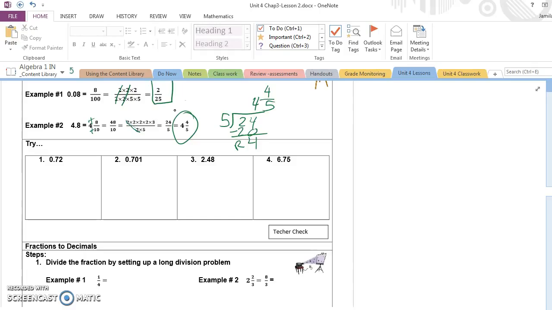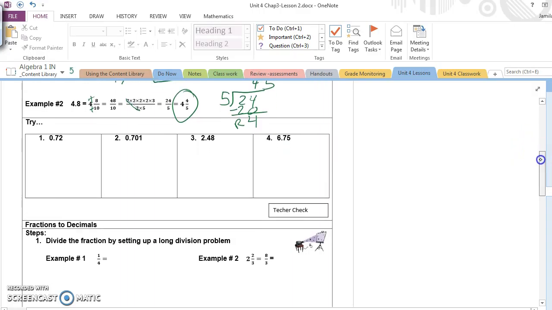Okay, now I want you to try 1, 2, 3, and 4. Be sure to check in with your teacher to see if this is correct as soon as she calls you back.